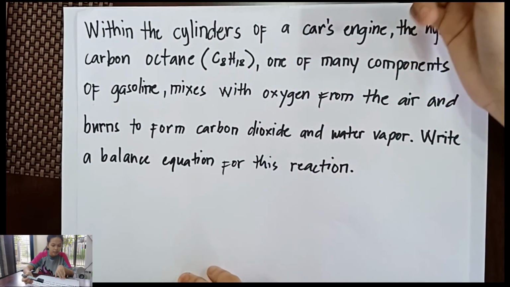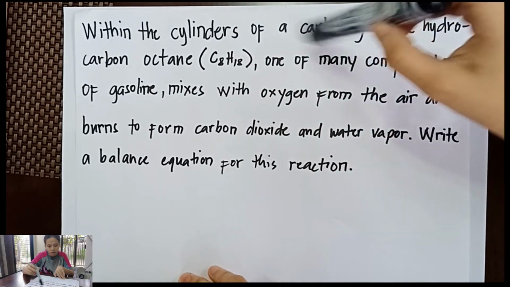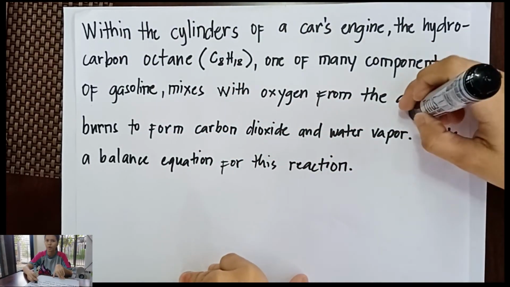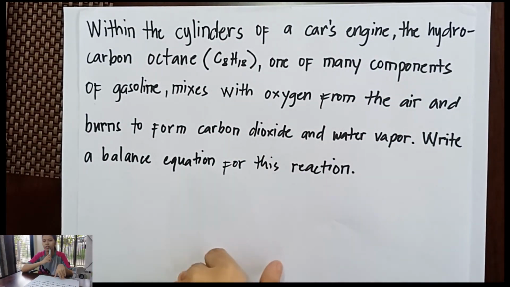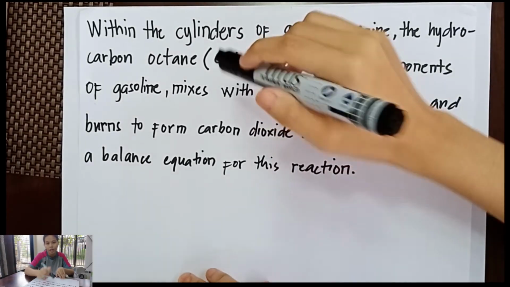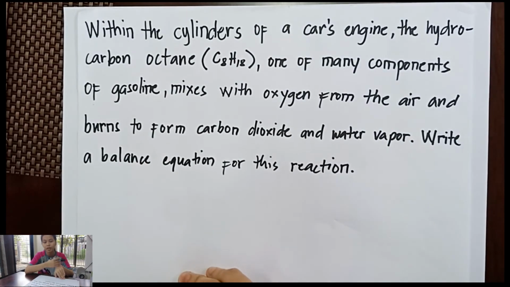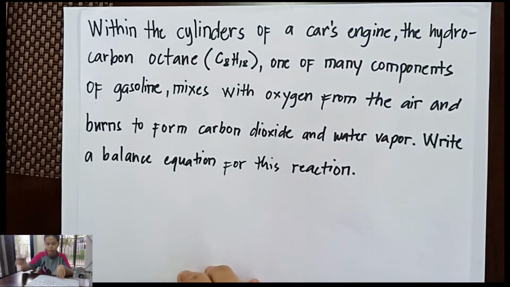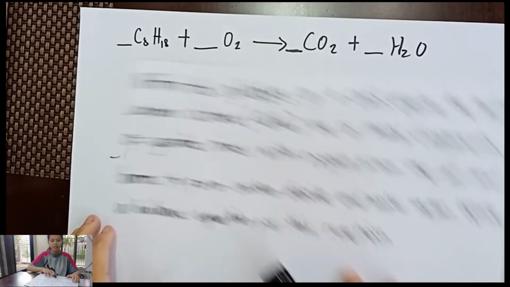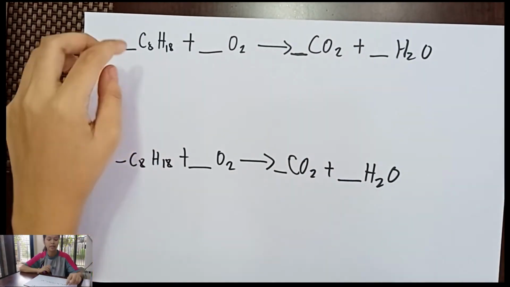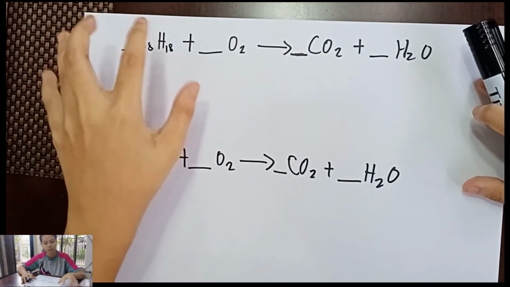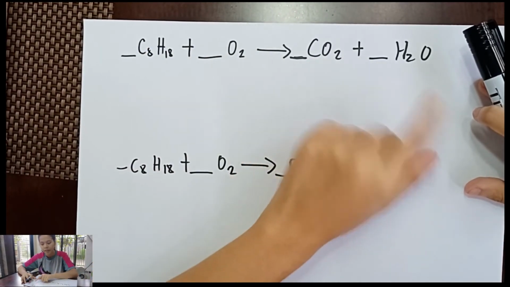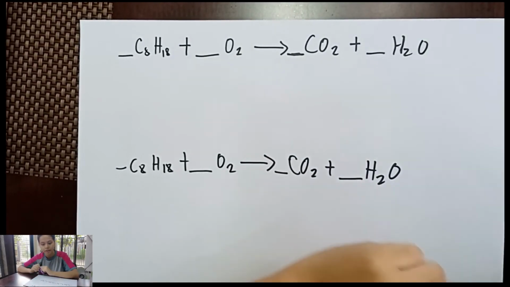And in the problem, it states that hydrocarbon octane was mixed with oxygen and then they form carbon dioxide and water vapor. So if I'm going to write a chemical equation, I'm going to put hydrocarbon octane and oxygen as my reactants, while my products will be carbon dioxide and water vapor. So if I'm going to write it, this is how it's going to look. I have the hydrocarbon octane and oxygen on the left side since they are reactants, and carbon dioxide and water vapor on the right side.